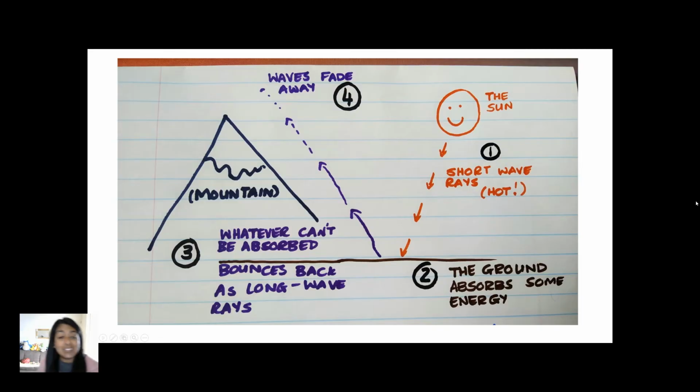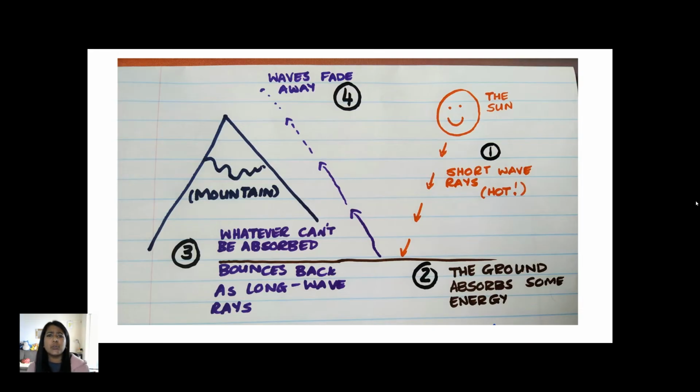So, for height above sea level, the rule is the higher you go, the colder it gets. But the question is why? And like you, I have a wonderfully drawn diagram for you. So there is actually 4 steps as to why this happens, right? The first step says the sun. The sun releases something called shortwave rays.